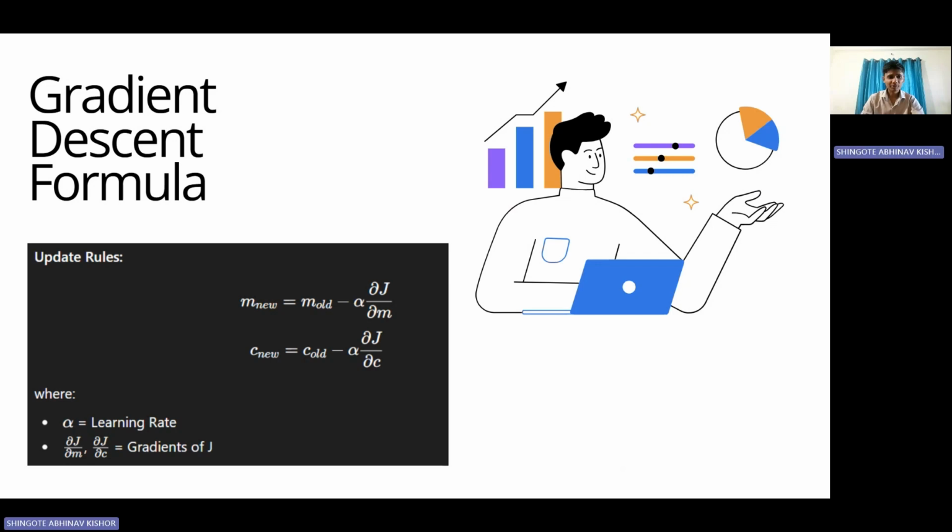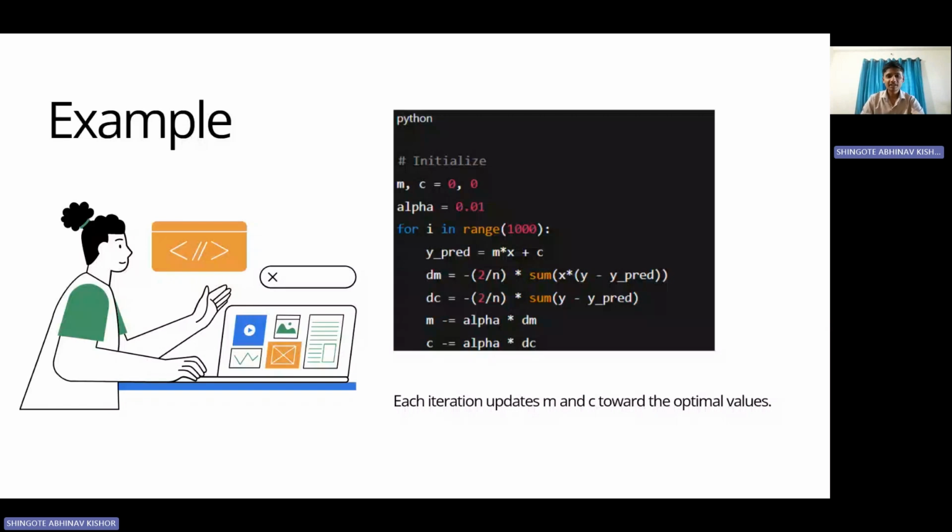Compute the gradients for m and c, and then update m and c. As the loop runs, the loss decreases and the line becomes the best fit line. In real projects, the same logic is used inside libraries such as scikit-learn and TensorFlow.